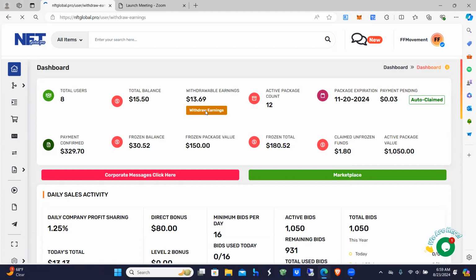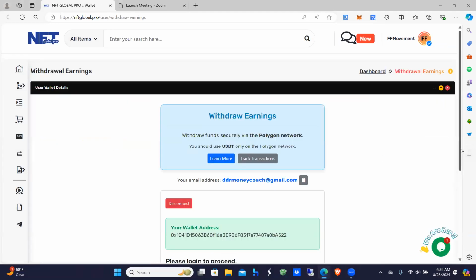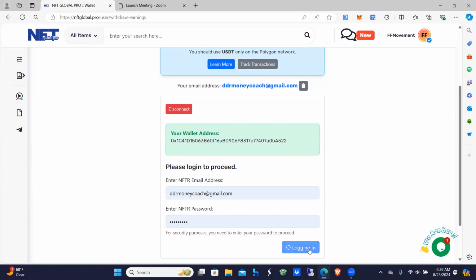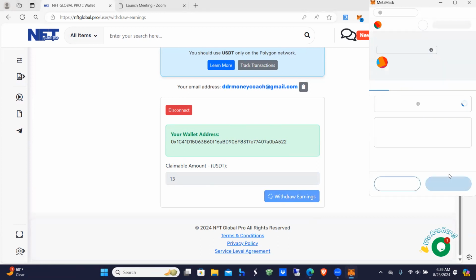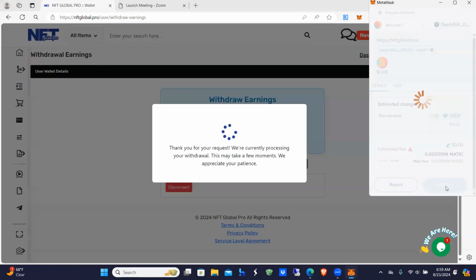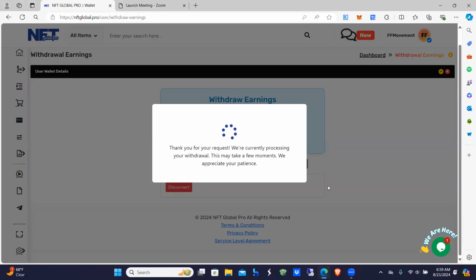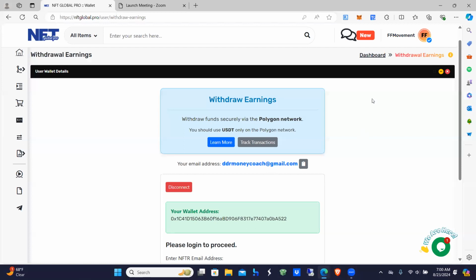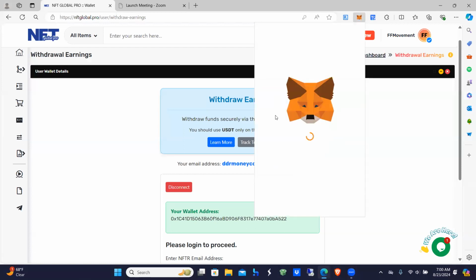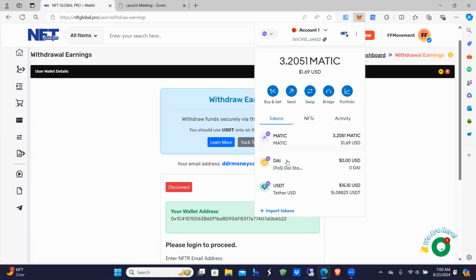All right, so let's withdraw these earnings, $13 for today in this account. While it's connected, let's withdraw. Confirm. Processing takes a few minutes, not even a few minutes, really. About 15, 20 seconds. And we're done. Success. So now that 13's been added to my wallet. I think I only had like $2 in there. Yep, there it is. So 15 now.